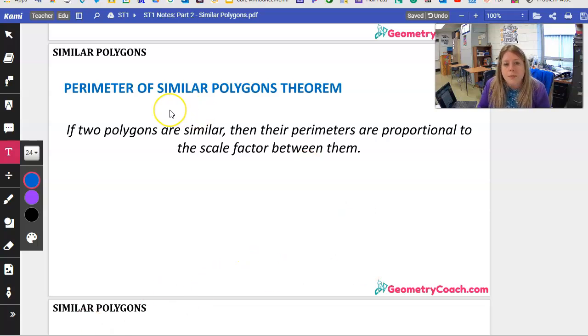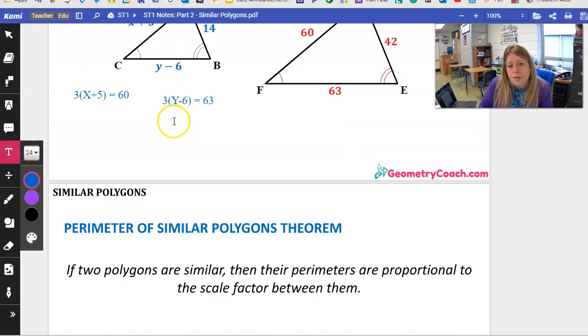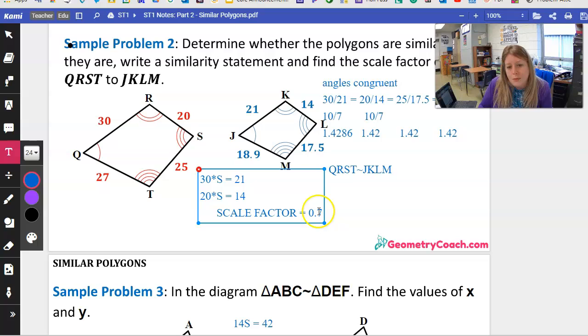Okay, the last part is the perimeter theorem. If the polygons are similar, the sides are similar, so the sides go up in proportion, then the perimeter goes up in that same proportion. So like this one, the scale factor was 0.7. Each of those changed by 0.7 times. If you multiply the perimeter of QRST by 0.7, you get the perimeter of JKLM.